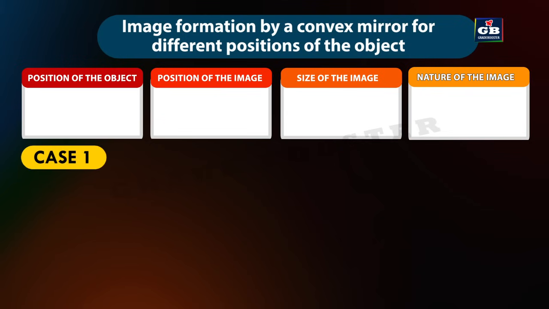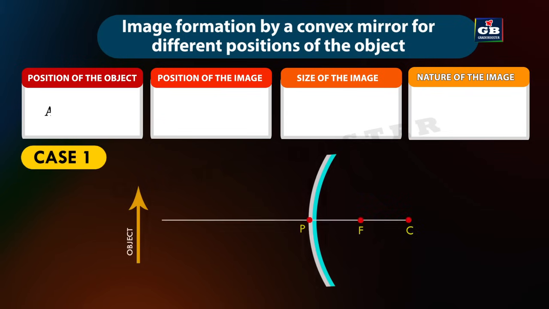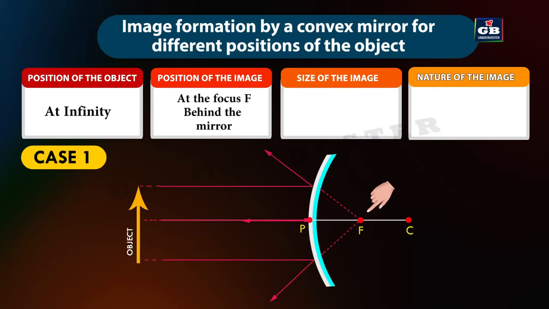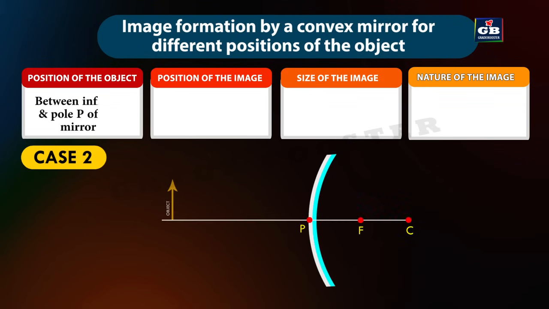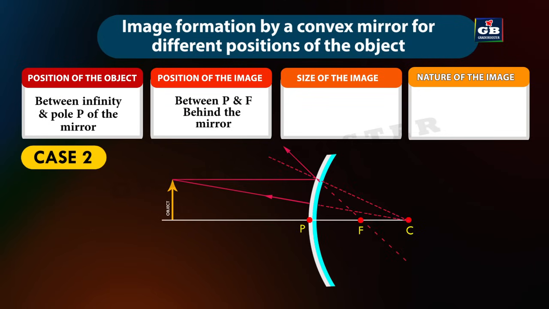Case 1. If the position of the object is at infinity, the position of the image will be at the focus behind the mirror. The size of the image is highly diminished and point sized. The nature of the image is virtual and erect. Case 2. If the position of the object is between infinity and the pole of the mirror, the position of the image will be between P and F behind the mirror. The size of the image is diminished. The nature of the image is virtual and erect.